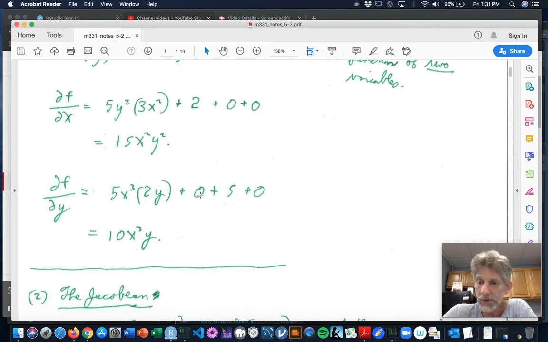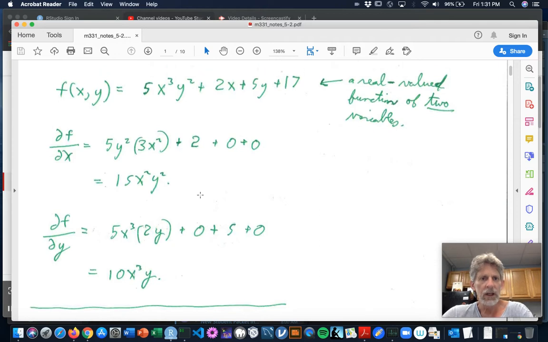All right, what's the partial of f with respect to y? Well, in that case, the 5x cubed is like a constant times the derivative of y squared makes 2y, giving us this term. This time the derivative of 2x is a 0 because the 2x is like a constant. But the derivative of 5y would deliver us a 5. The derivative of 17 is still 0. And that comes down to 10x cubed y plus a 5. Okay, another little typo there.